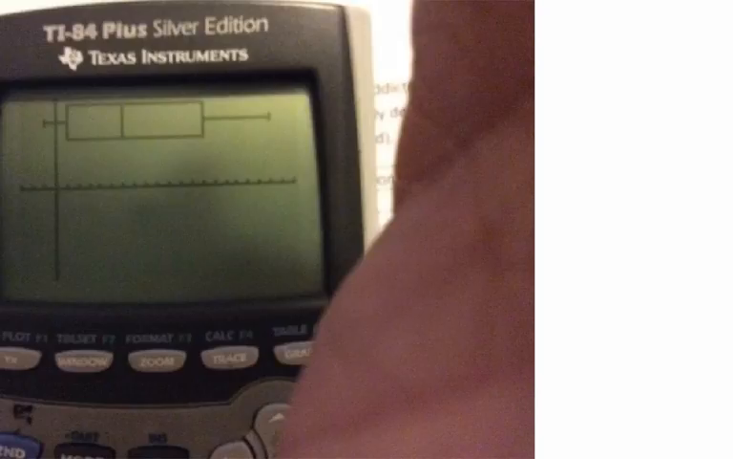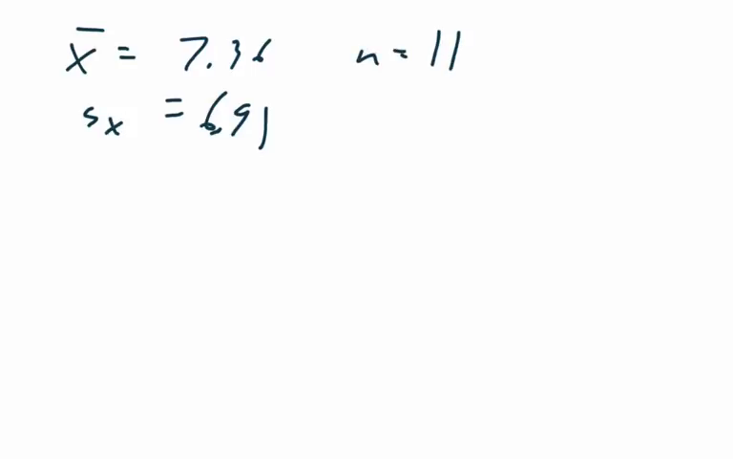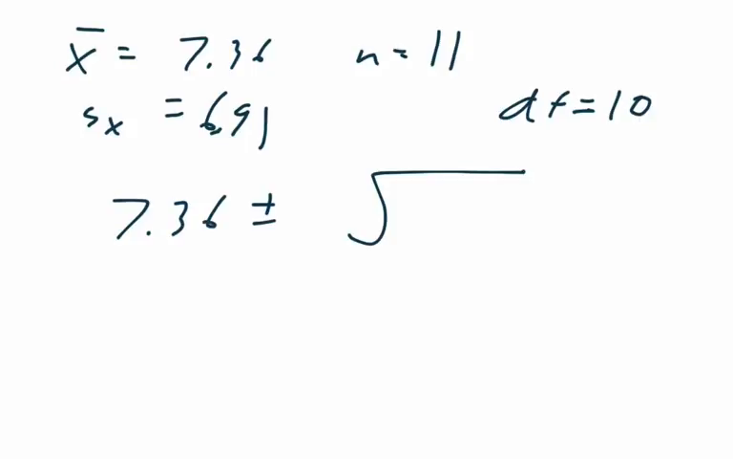So now I'm going to get all of the data from one stat variable. So we have x bar equals 7.36. Sigma is equal to 6.91, or the standard error, and n is equal to 11. So 7.36 plus or minus something. Remember, my degrees of freedom is going to be 10, which is actually on the table. And so we got the square root, 6.91 over the square root of 11.